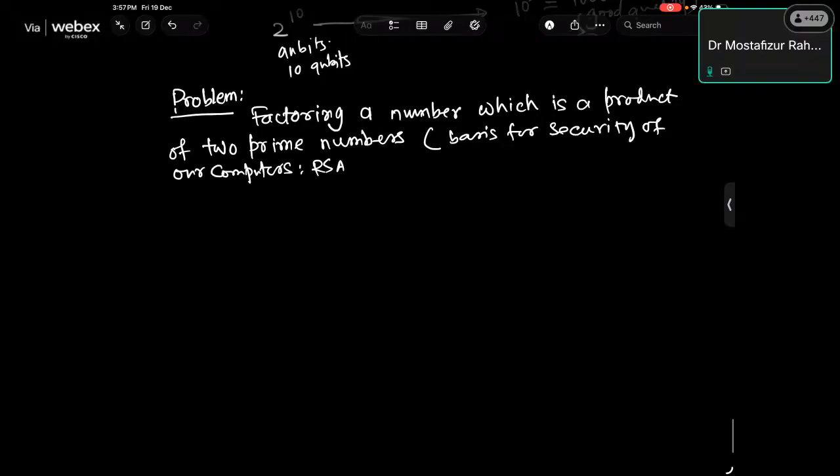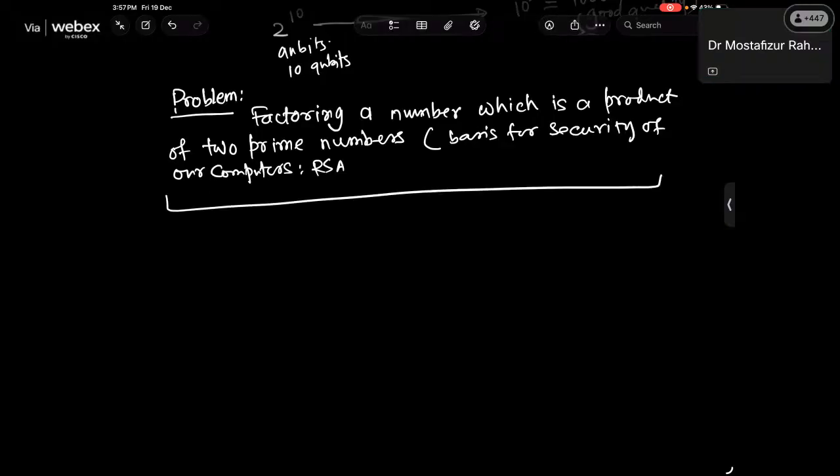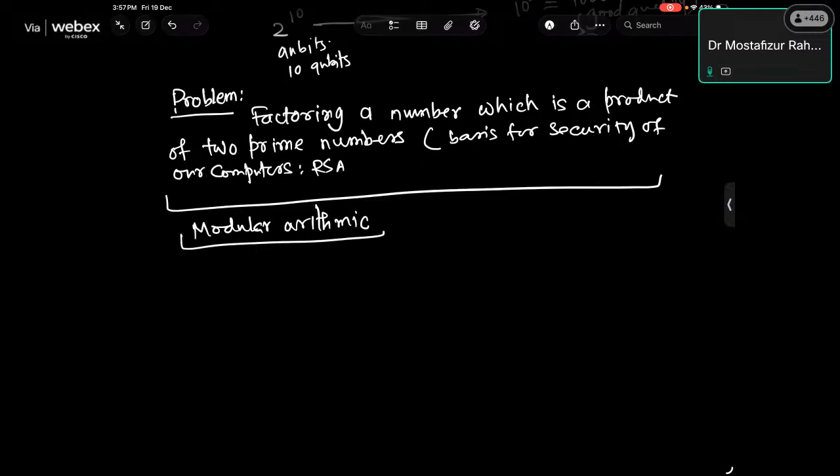I'm taking 5 minutes more before the break just to complete the modular arithmetic part, because this is for non-computer science scholars. So let me cover modular arithmetic, and then after the break we'll come back to the QFT again.